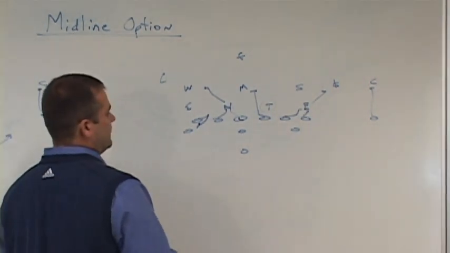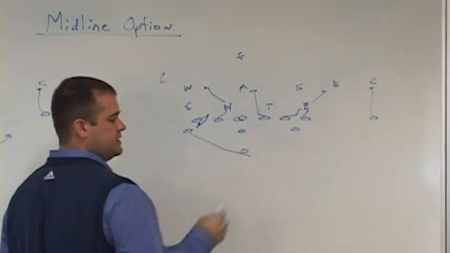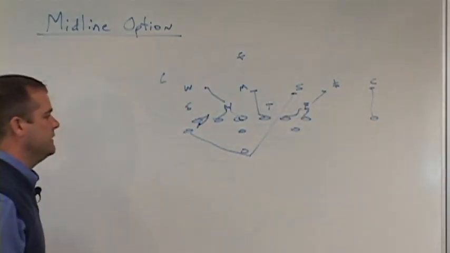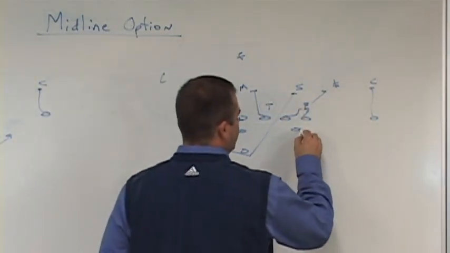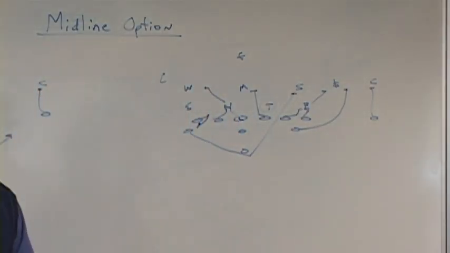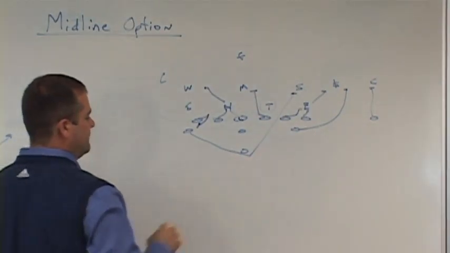Let's look at a different play here where we're going to sell inside veer, which we just looked at a second ago, and now insert here with our backside. So what happens here with our front side slot, he now outside releases trying to draw safeties and potentially the backside safety and really sell that inside veer.